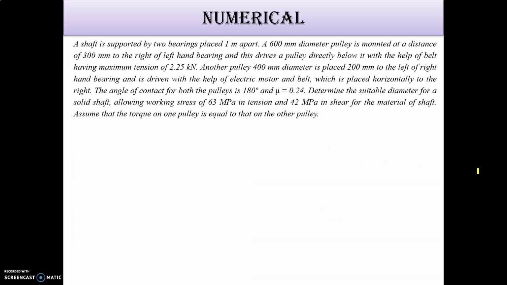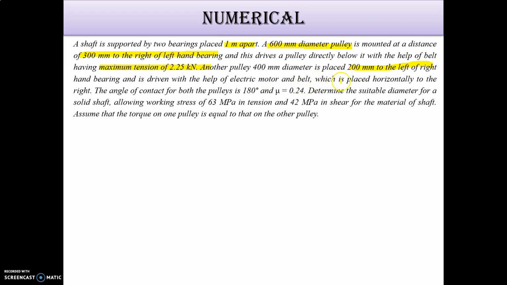Now the main numerical. Here the shaft is supported by two bearings which are placed 1 meter apart. Okay, this is 1 meter. A 600 diameter pulley is placed 300 to the right of the left hand bearing, means wherever the left hand bearing is, towards its right this pulley is being placed. In the same manner, it's shown that the maximum tension is 2.25 kilonewton. One more pulley is there which has a diameter of 400, placed 200 to the left of the right hand bearing, and it is driven with the help of an electric motor.